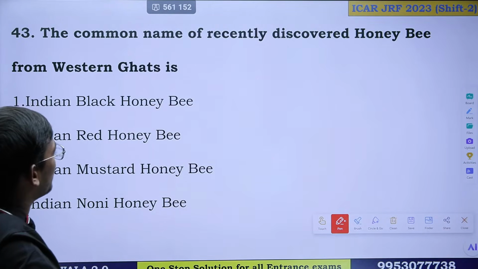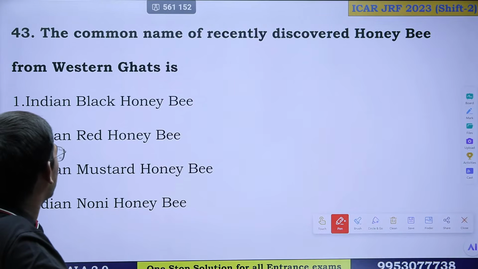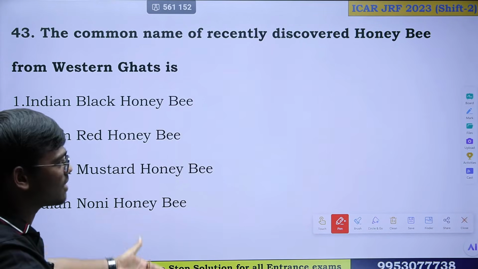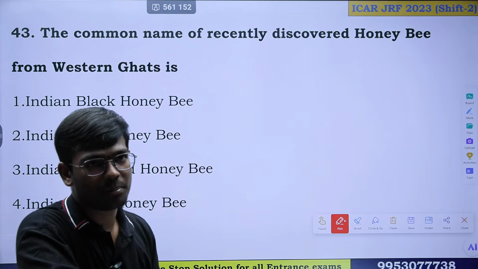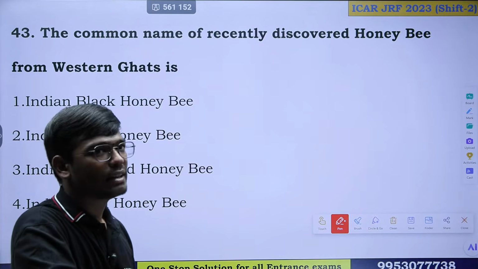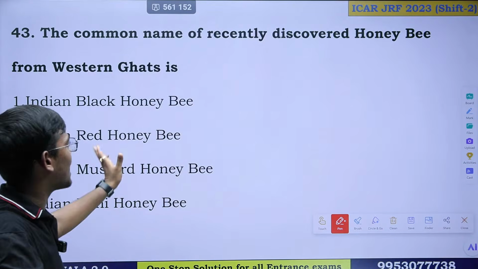The common name of the recently discovered honeybee from Western Ghats is... Already we were discussing that previously, which was found after a 200-year gap, that is Apis karinjodian. That is nothing but the Indian black honeybee.